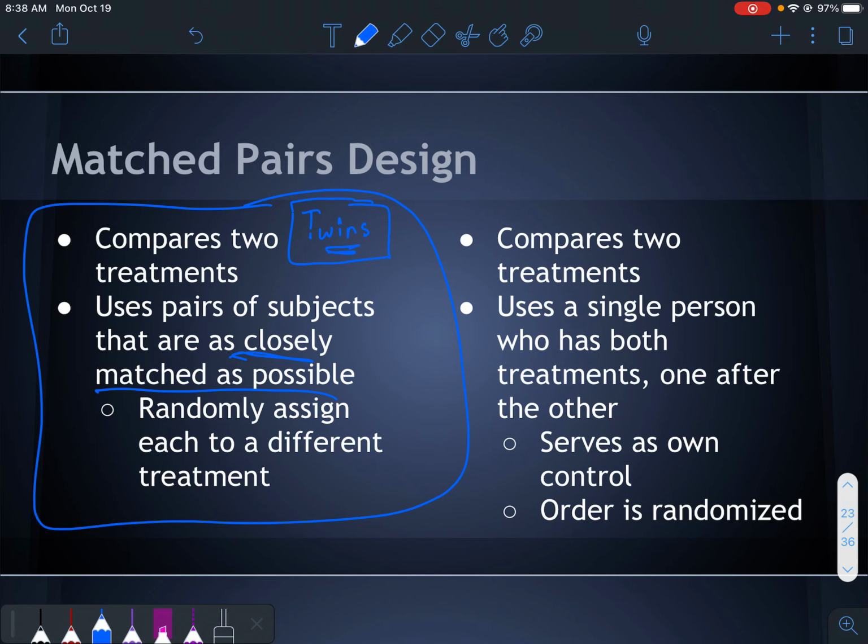Now, the other matched pair design example also compares two treatments, but it uses a single person who has both treatments, one after the other. If you go back to our initial warm-up question, the individual taking the pill on Monday and Friday. Is that a good setup? Probably not. You're going to want to have enough time, and there are a lot of variables that are different as you're doing that.